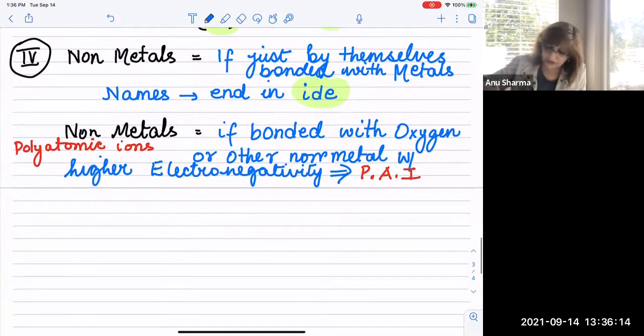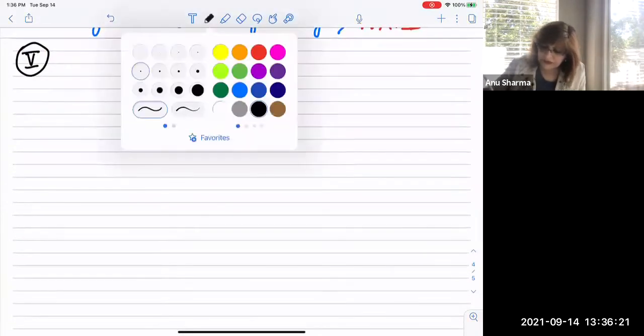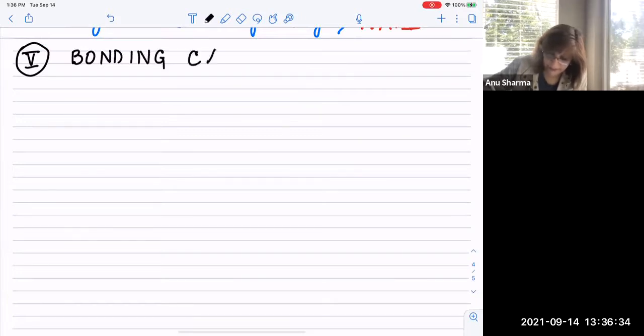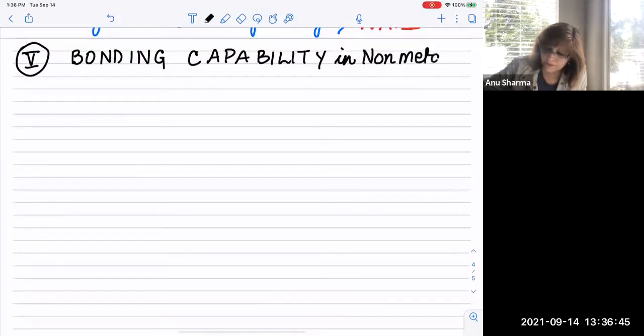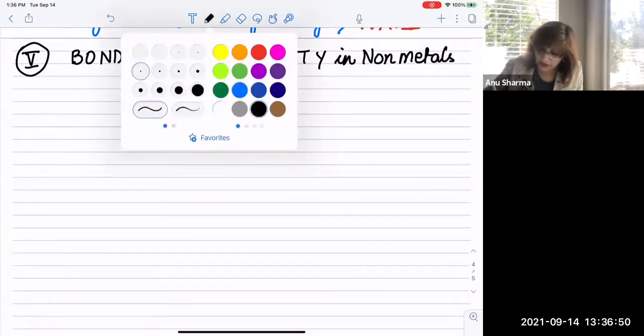So now let's look at the concept of polyatomic ions. Okay, before we start with the polyatomic ions, let's look at the bonding capability in non-metals. Okay, now how is this happening? Bonding capability in non-metals.